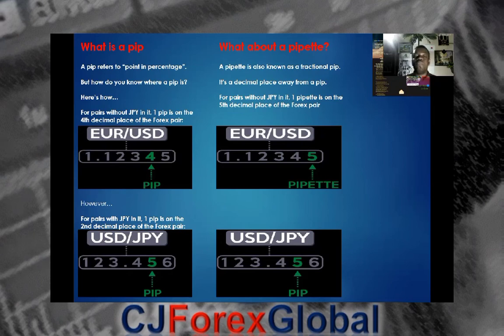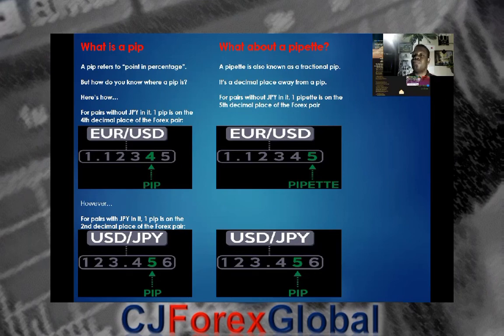So a Pip can be defined as the fourth number after the decimal point, while on UJ, it is the second number after the decimal point. Without the Pip, the price will not be increasing or reducing. You will not know if the price is rising or falling. So price is read in points, which is the pipette. So let's go on. Now we talk about the pipette.